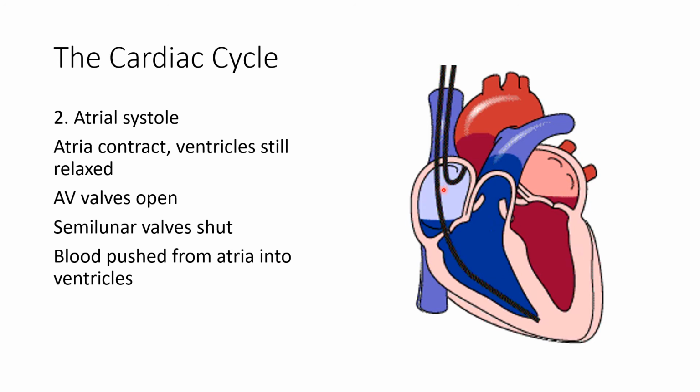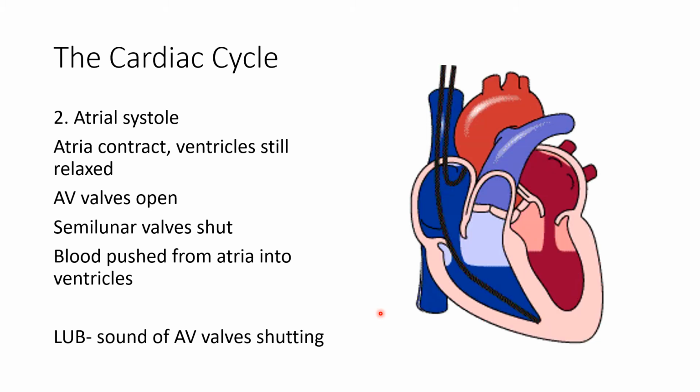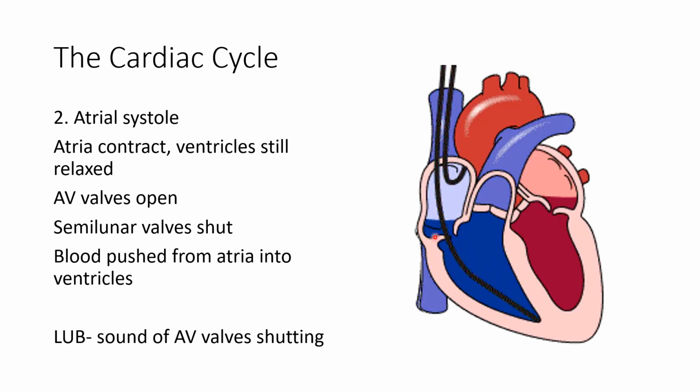The blood that's remaining in the atria is pushed into the ventricle, and when you listen to a heartbeat, either on an ultrasound or through a stethoscope, there are two distinct thumps that you can hear, and that's called the lub-dub cycle. And so the lub, the first beat that you hear of a heartbeat, is the sound of these AV valves closing. So lub, lub.